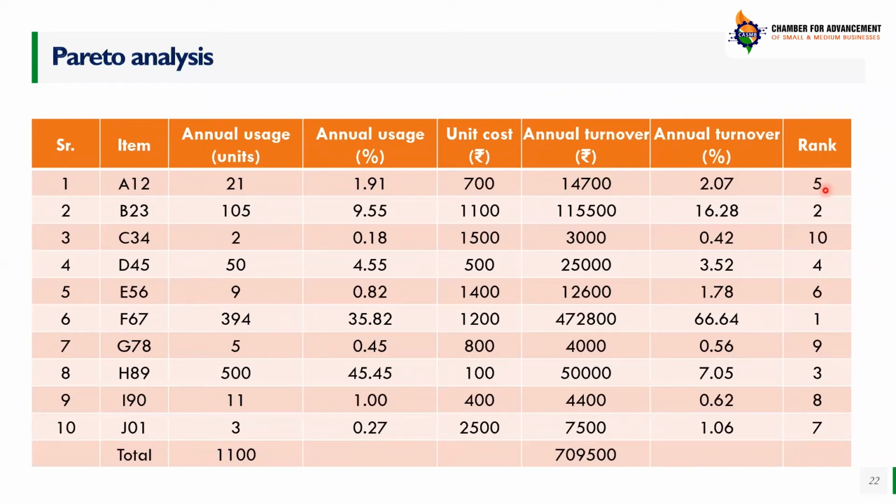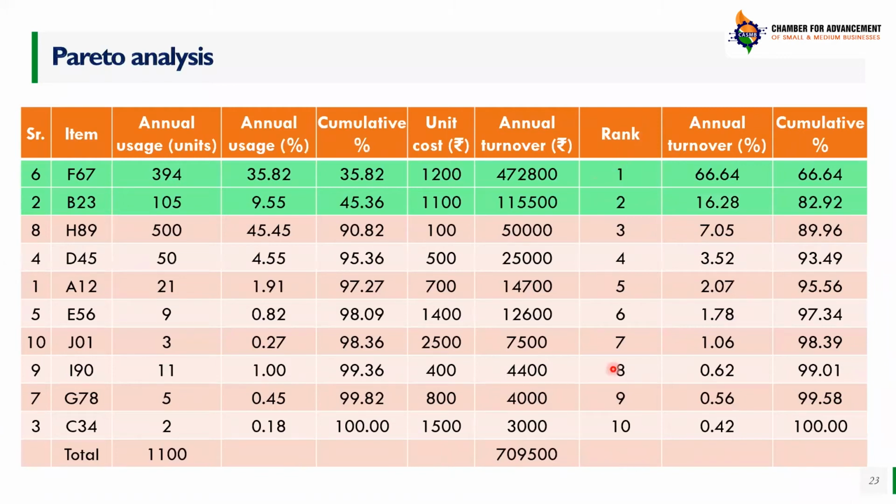So we just have to give ranks based on annual turnover percent. Likewise, I just gave the ranks. One is here, 2 is here. Now let's sort based on the ranks. Based on the ranks, I sorted it out, and we can see the cumulative here. If we add these two numbers, we get 82.92. So close to 80% of the turnover is achieved by selling just these two items.